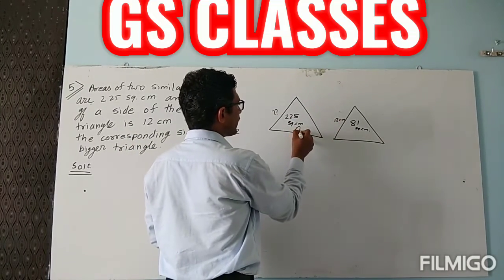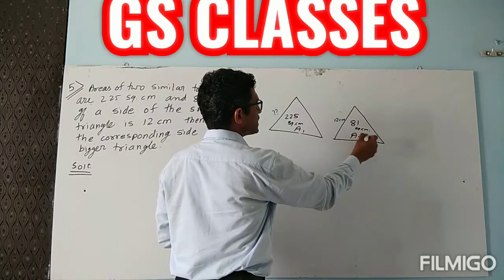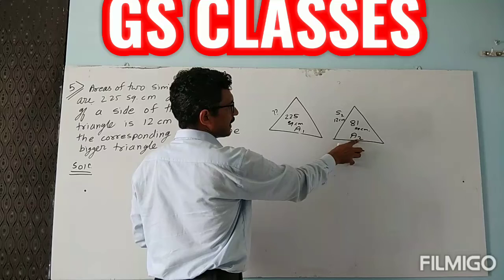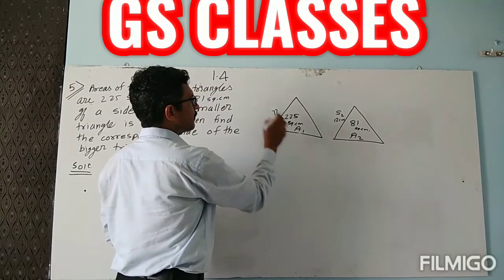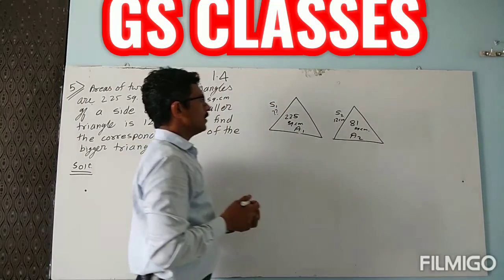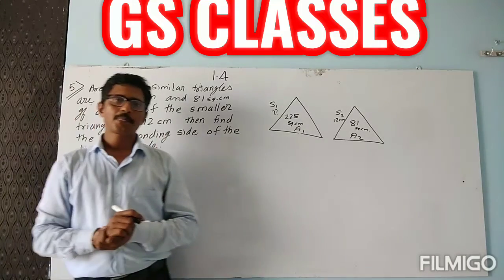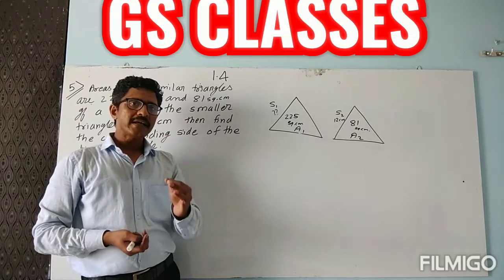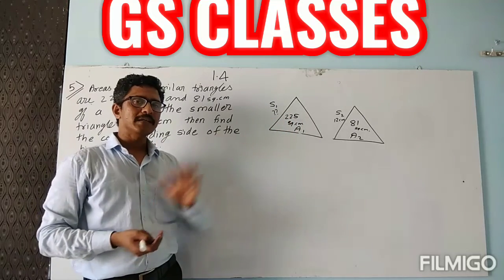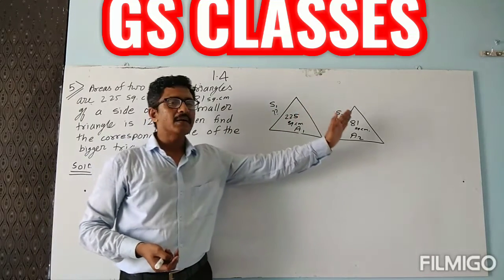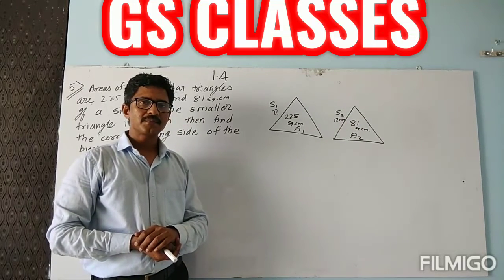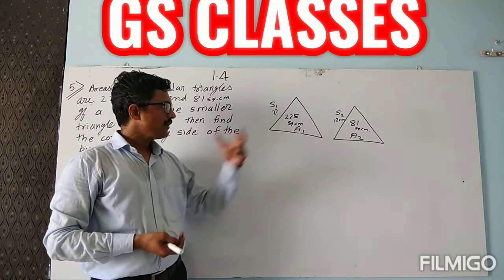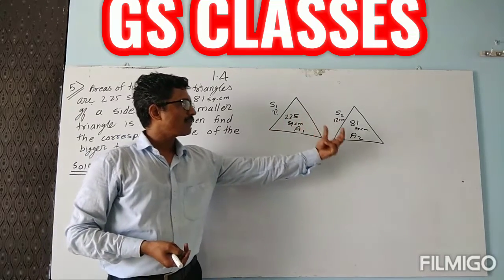Children, we will write this area as A1 and we will take this area as A2. This side as S2 because it is to A2, so here S2. This is A1, so this side as S1. So children, this is your question. They have given us two triangles. One is having area of 225 square centimeter. Other one is having 81 square centimeter. Of course, the bigger triangle we are taking as A1 and smaller one as A2.